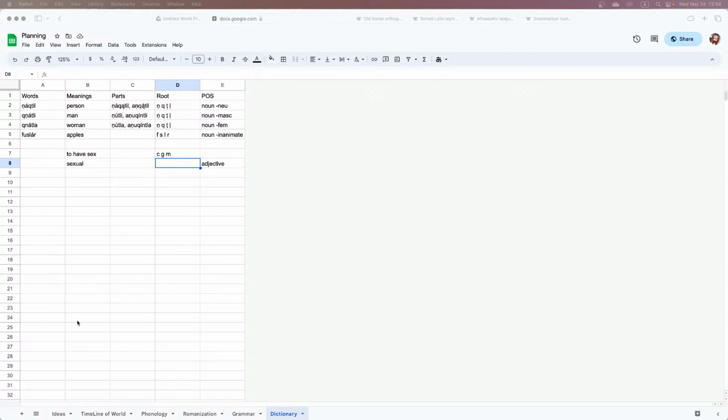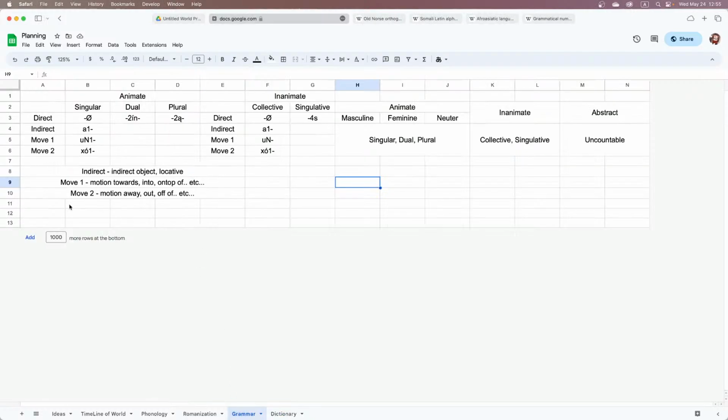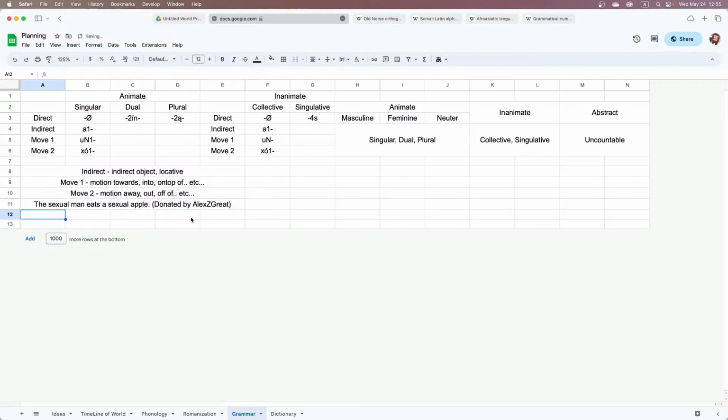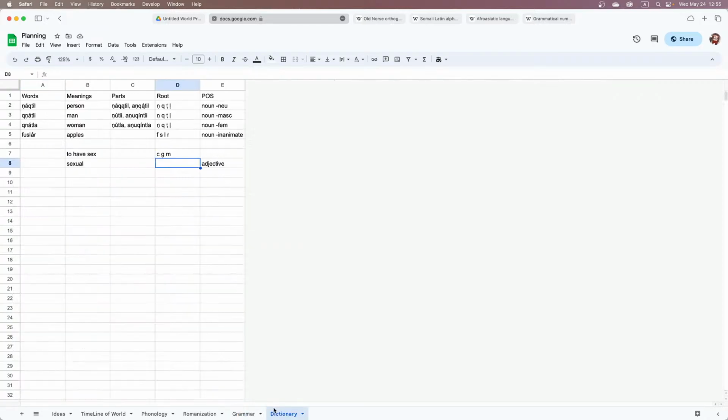Okay, that will be the first sentence of this language, I guess. And I'm attributing it to, donated by Alex Z. Great. Yes, it's Sugma. I'm making it Sugma. I'm using a C though. Sugma.